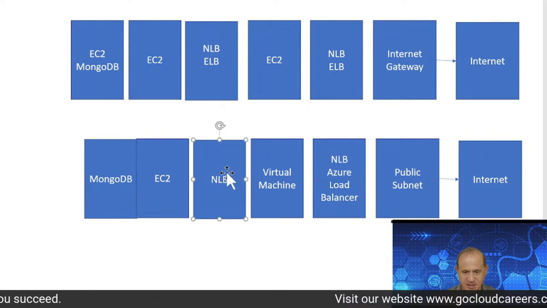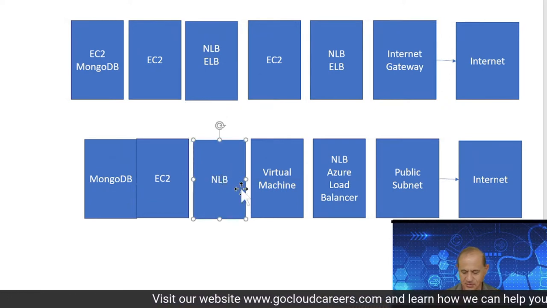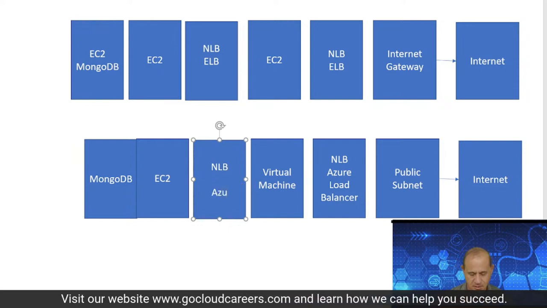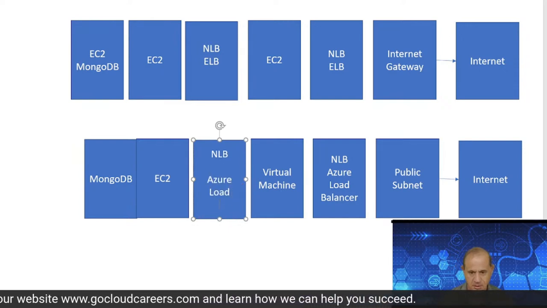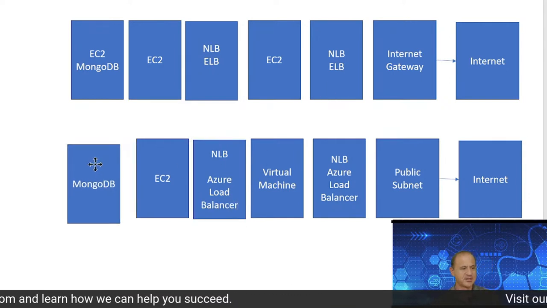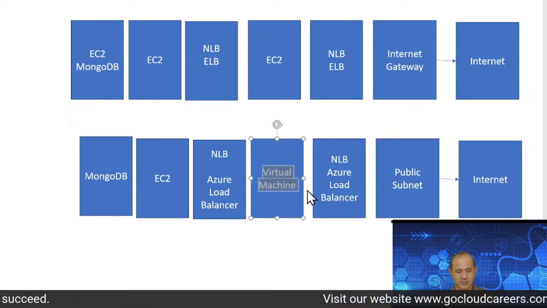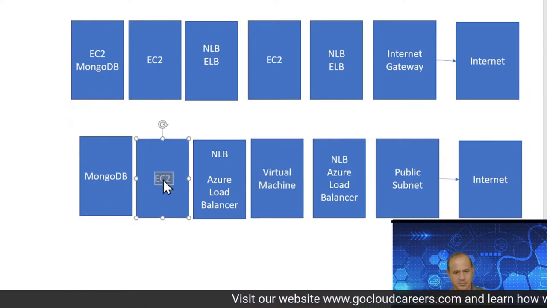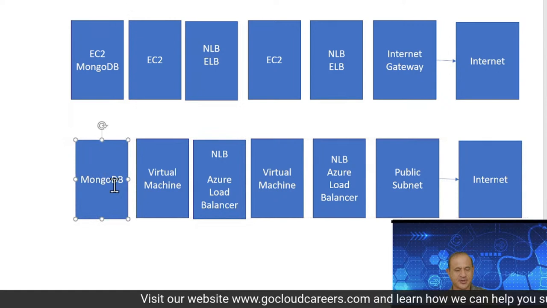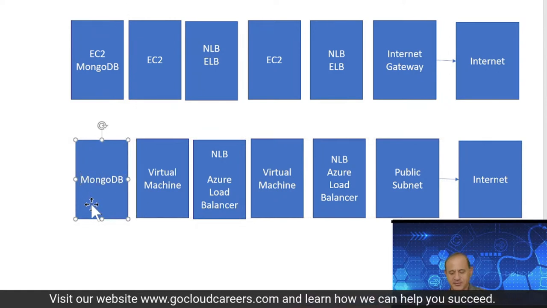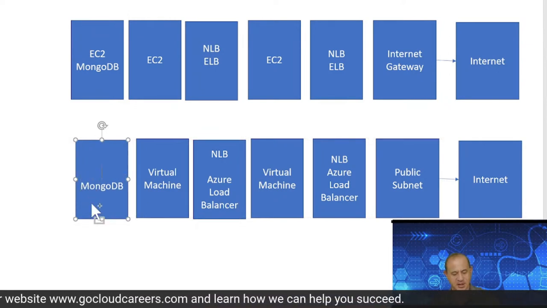So let's call this an Azure load balancer instead of an NLB. Now, they don't call it an EC2 instance. They call it a virtual machine. And we're going to put the MongoDB on a virtual machine. Now we're on two clouds.